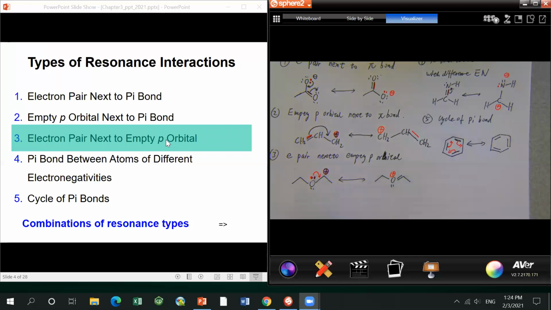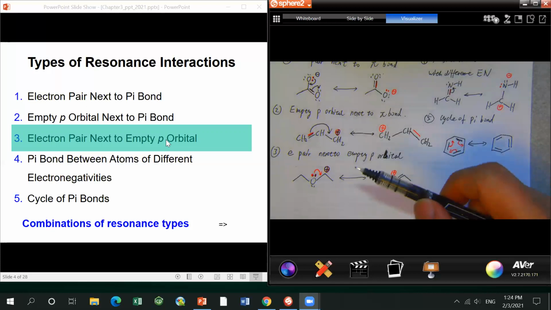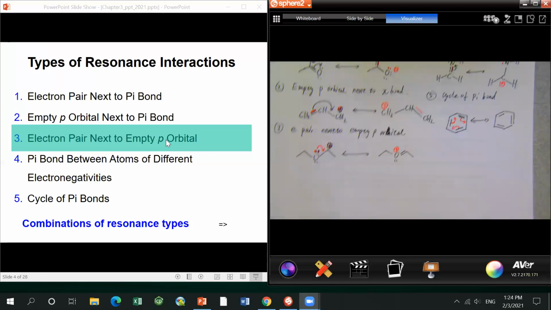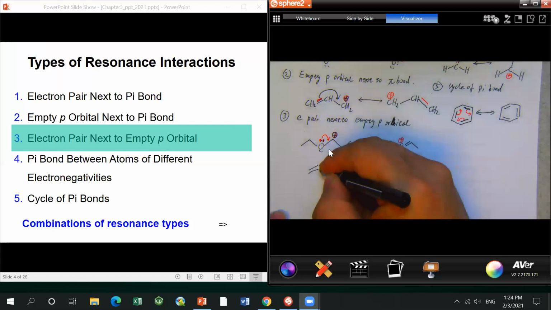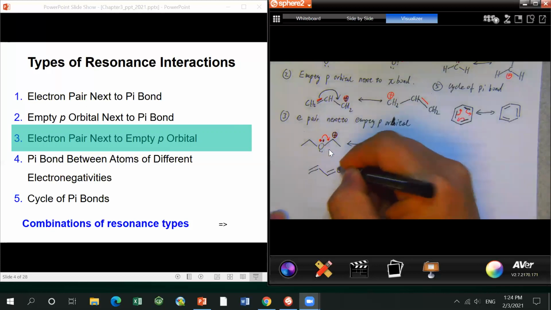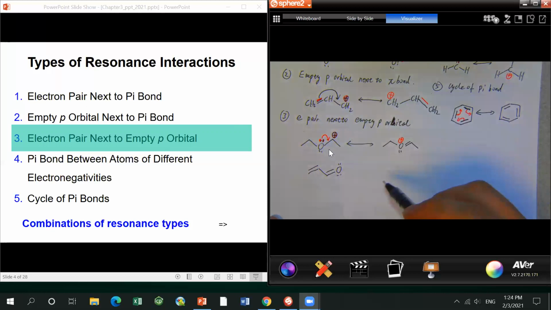In reality, in the exam or quiz, there's a possibility of a combination of resonance types. If I give you one structure, there may be more than one of these five types of resonance structure you can draw. Let me give you one example.